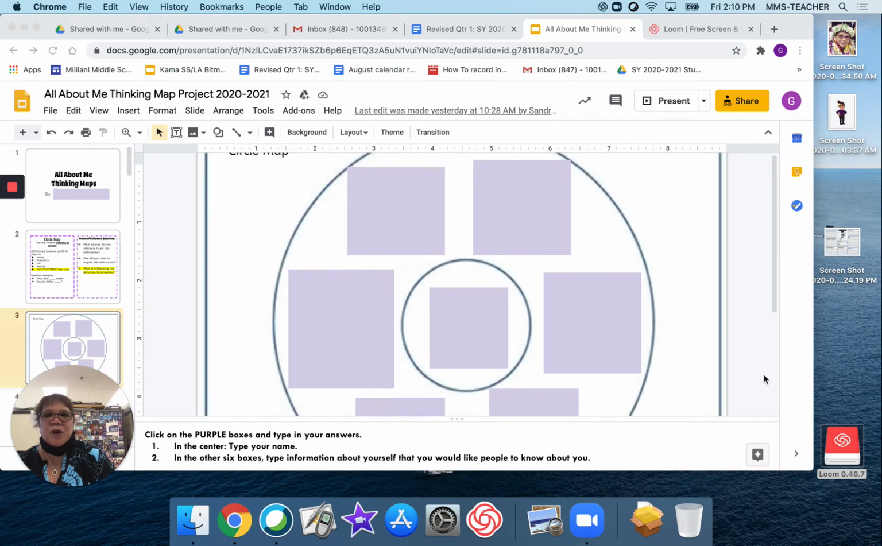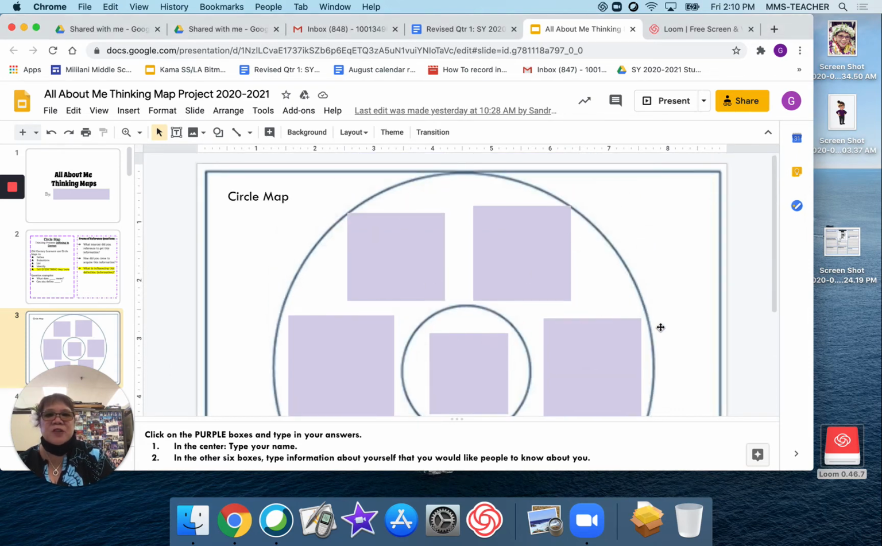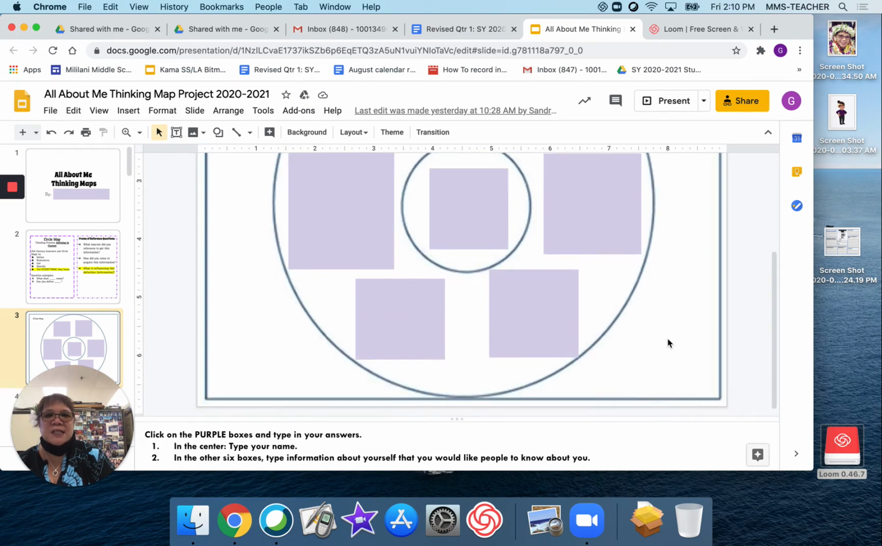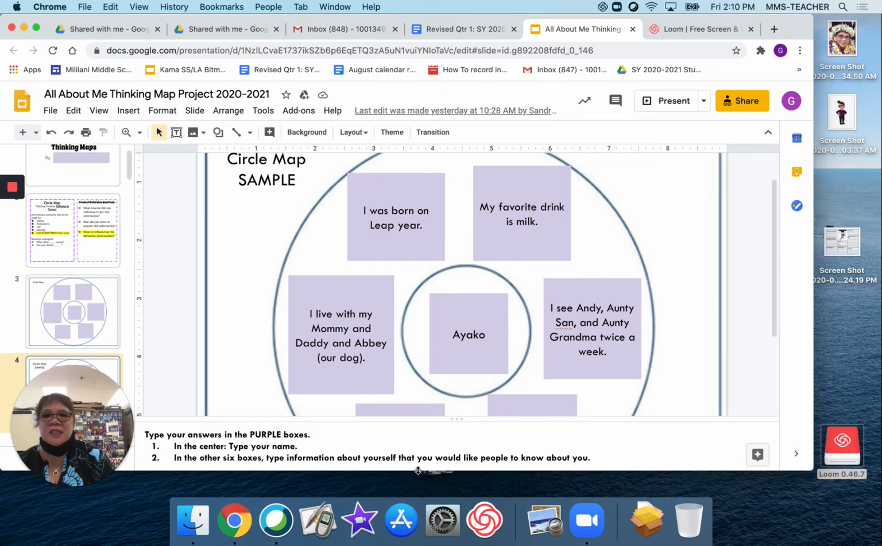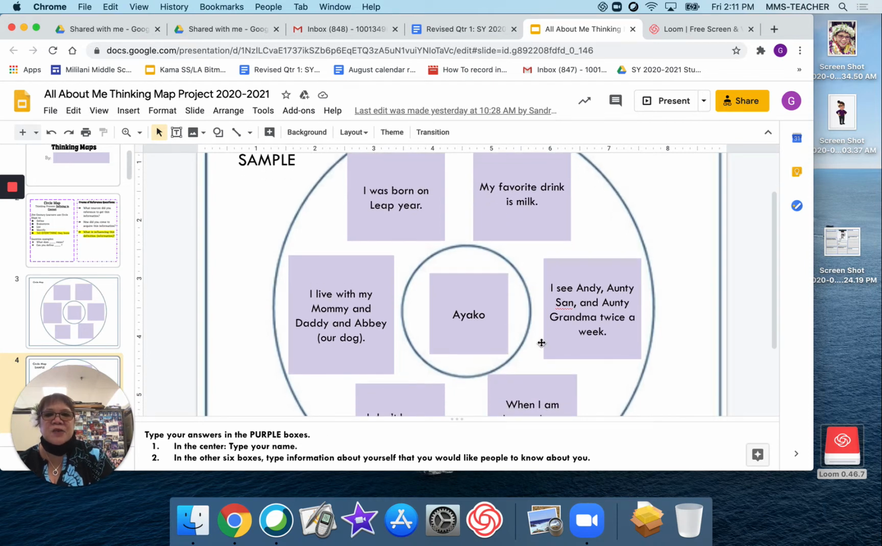Now, let's move on to the next circle map. This is a picture of a circle map, and you'll notice there are purple boxes. Your instructions are to click on the circle box in the center, type your name, and in the other 6 boxes, you'll type information about yourself that you would like people to know about you. Hopefully, it's something positive. The example given to you is the niece of one of our teachers, Miss Shomura, and her niece's name is Ayako.